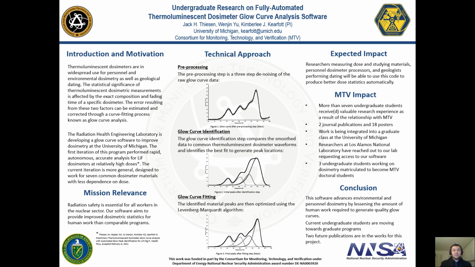Our software has 3 steps. The first step is a denoising process, where we effectively smooth the raw counts data. The second process is a glow curve identification process, which I was just talking about, where our software has a list of parameters of common materials, and it compares these common material waveforms to the input waveform and says which one matches the best. This involves a short fitting process using gradient descent. The final step involves an extensive fitting process where the individual peaks are fit very well to the original input glow curve. And it uses the Levenberg-Marquardt algorithm.